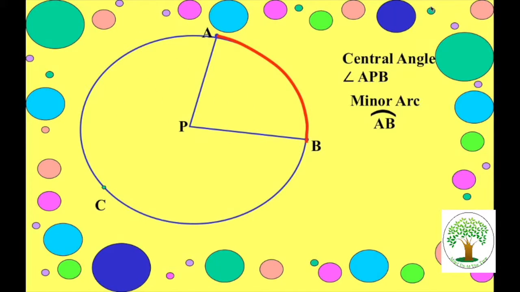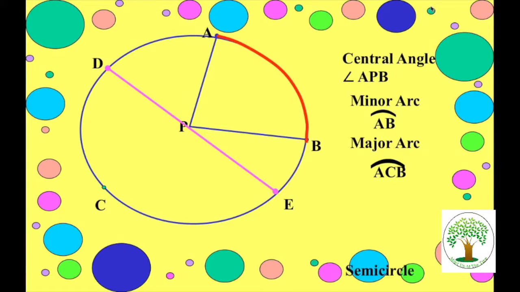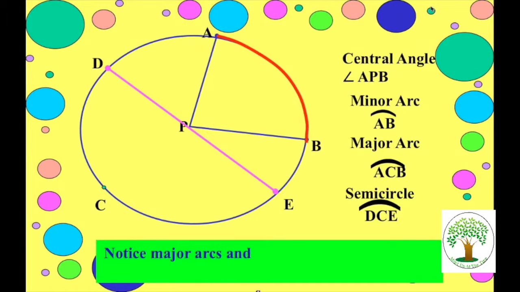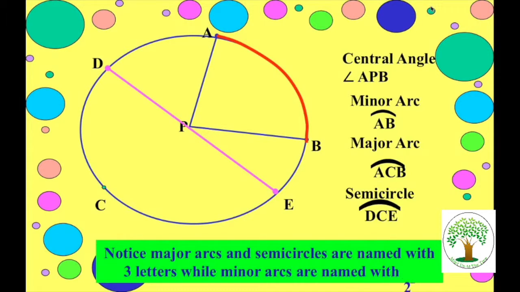All right, so this is kind of a review. Can you give me a major arc? It's ACB. That's correct. Now, what did I just put there? A diameter. And I have a semicircle, which is DCE. I could have named it others. I could have gone the other direction. And there's a little note, which we already talked about: major arcs and semicircles are named with three letters, and minor arcs are named with two. Okay?